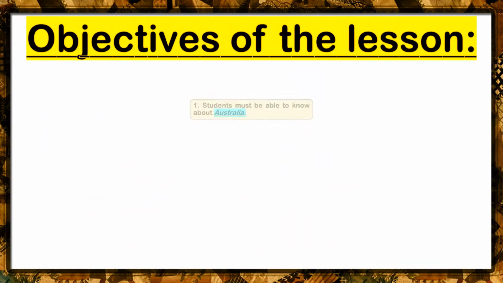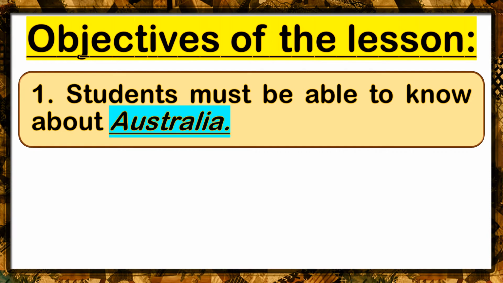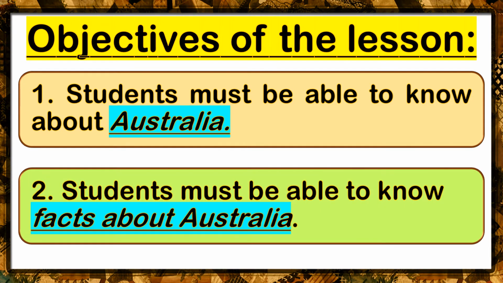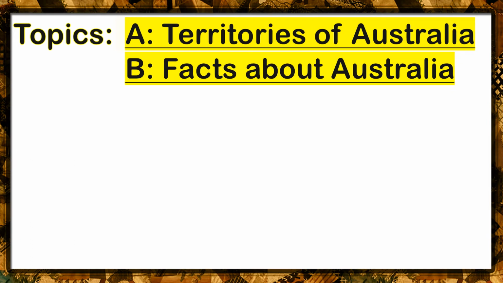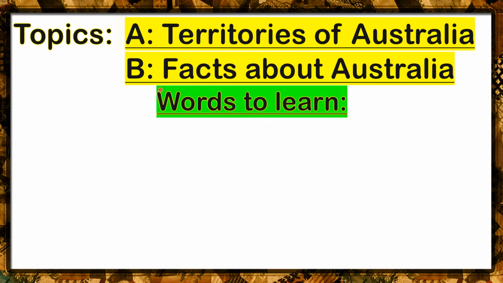Class, for the objectives of our lesson today, students must be able to know facts about Australia. So at the end of our online discussion, I hope that you can at least say something about Australia and what you have learned about Australia today. Class, our topics for today are the following. Letter A, territories of Australia and facts about Australia.